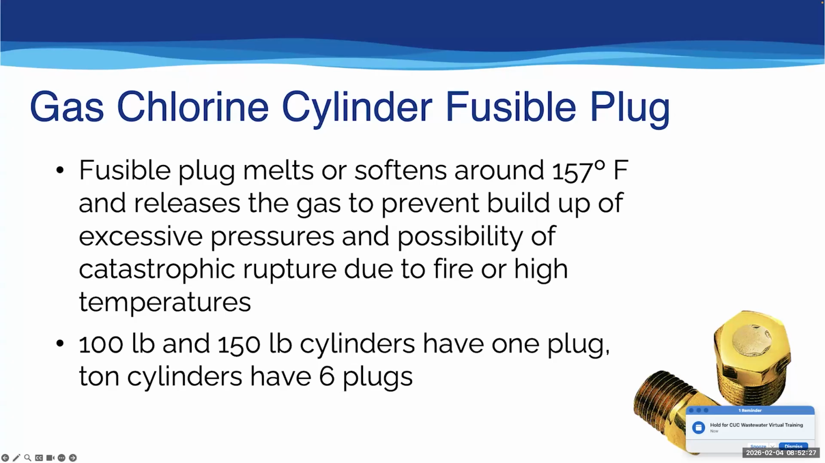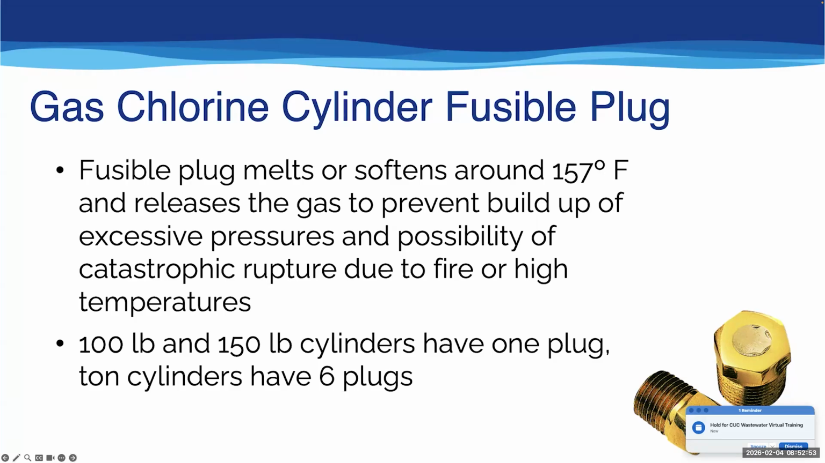It's kind of the lesser of two evils. Ideally, we don't want chlorine gas escaping into the environment, but if there's a fire, it's better to have the chlorine gas escape and get burned than to have the tank explode. How many tank plugs you have on a tank is going to vary. 100-pound and 150-pound cylinders have a single plug. The ton cylinders actually have 6 of them because, again, there's more volume to vent.